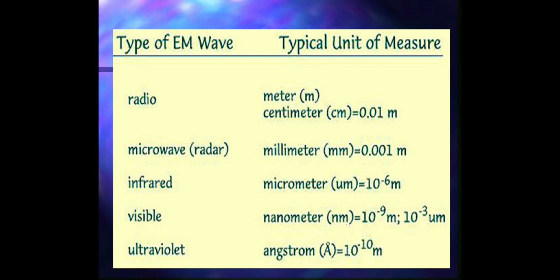Ultraviolet rays: 10 raised to minus 10 meter means 1 angstrom is equal to 10 raised to minus 10 meter. So ultraviolet has a very short wavelength, and the sun emits so much ultraviolet radiation toward the earth's surface, but because of the ozone layer, the ultraviolet rays are absorbed in that medium. That's why they are not coming to the earth's surface.